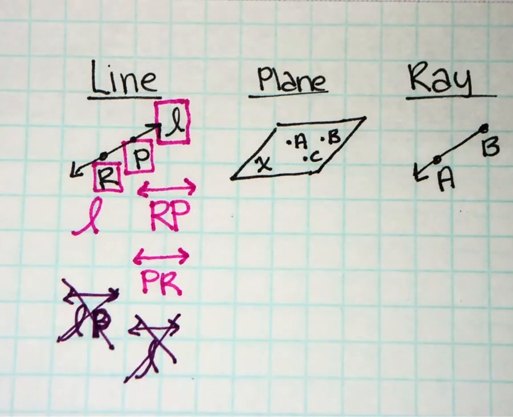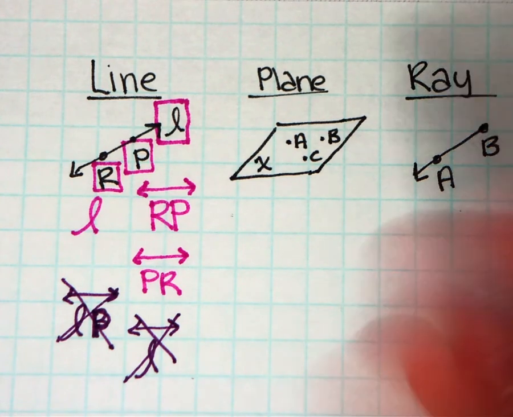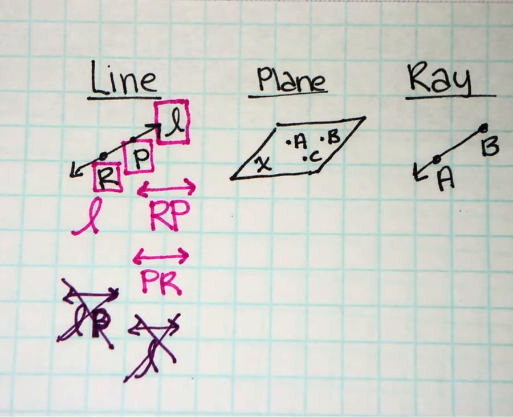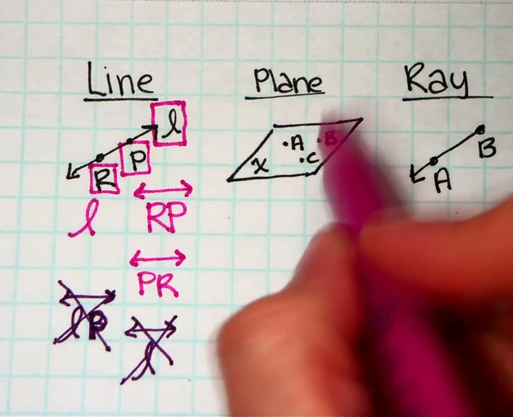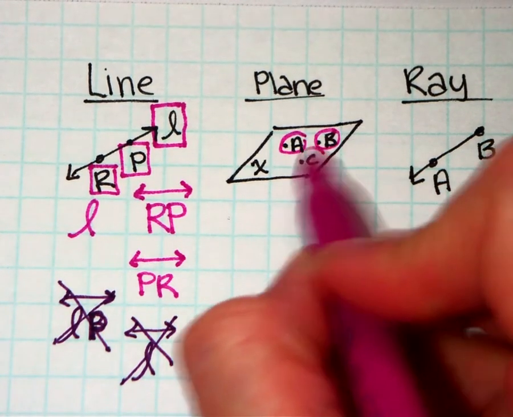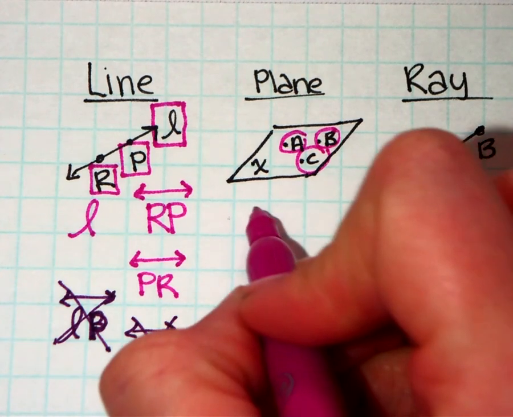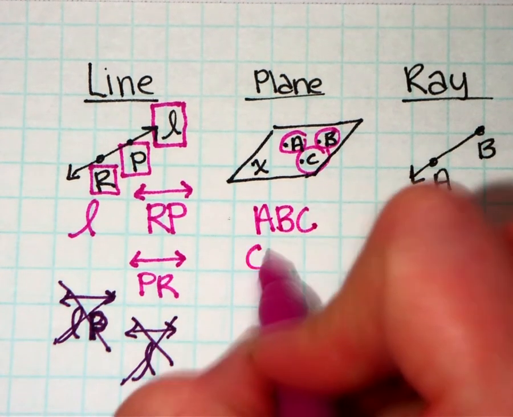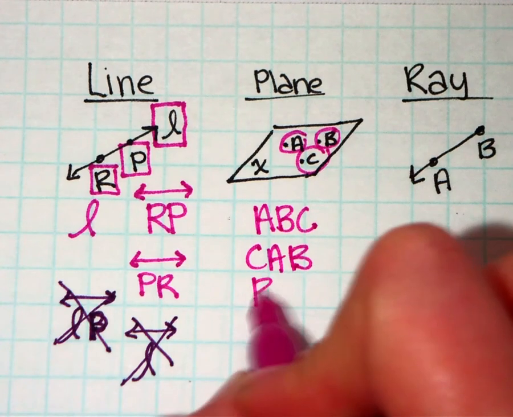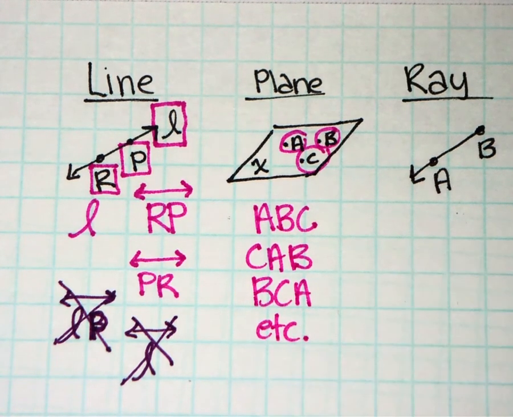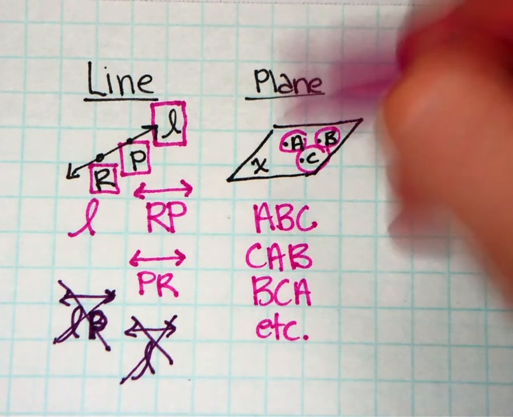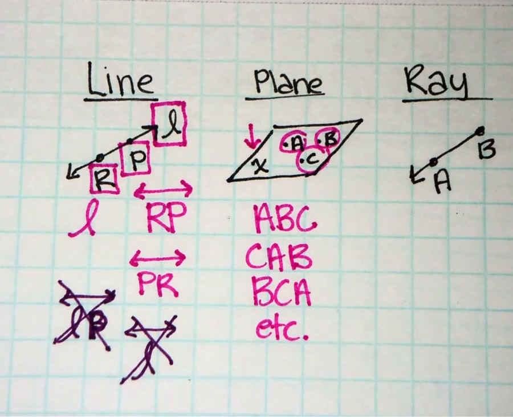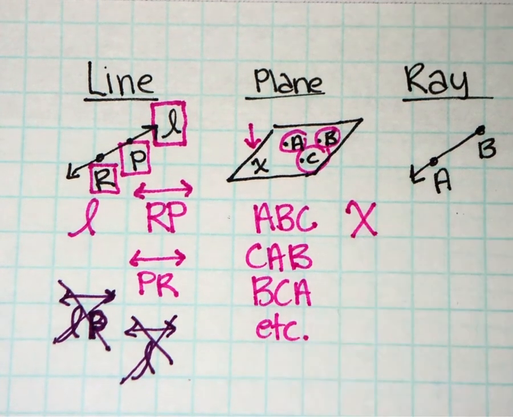The third type of figure is called a plane. To make a plane, you need a minimum of 3 points, which is why it takes 3 points to name it. You can use any combination of those 3 capital print letters. For example, ABC, CAB, BCA, and etc. That can go on and on until you've exhausted all of your different forms. The last way to name it is with an uppercase cursive letter, which is located in the corner of your plane. We just draw it as an uppercase cursive X.